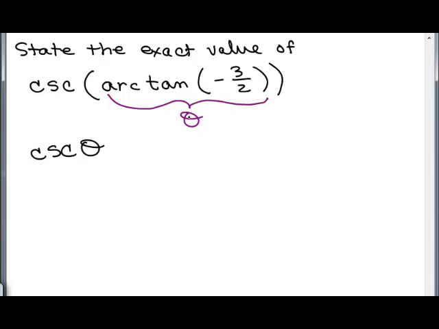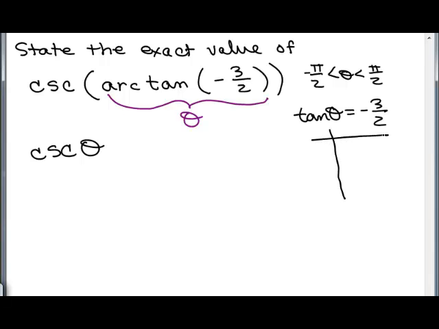So it would mean that the tangent of theta, right, is negative 3/2, and theta has to be in between negative pi over 2 and pi over 2. That's a definition for arctangent. Since it's negative, it's going to be down in the fourth quadrant. All right, so this is going to be y over x.